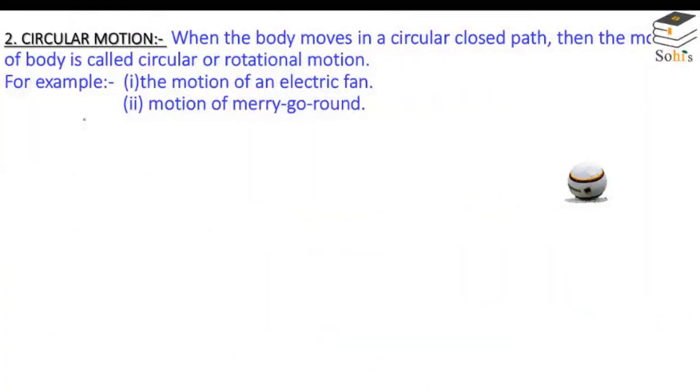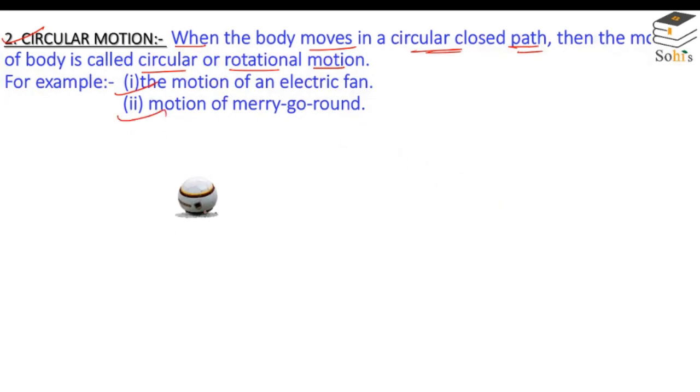Next one is circular motion. Circular motion means when the body moves in a circular closed path, then we say it is a circular or rotational motion. Examples of circular motion are the motion of an electric fan, the motion of the merry-go-round, and the motion of this ball. These are all examples of circular motion.